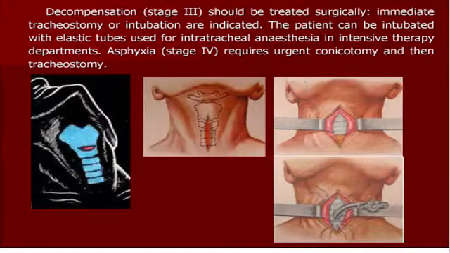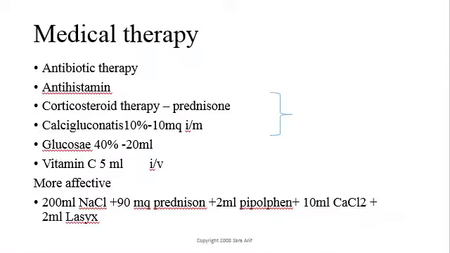The decompensation stage should be treated surgically. Immediate tracheostomy or intubation is indicated. The patient can be intubated with elastic tubes used for intratracheal anesthesia in intensive therapy departments. The asphyxia stage requires urgent conicotomy and then tracheotomy. The conservative treatment of stenosis, if it is related to infections, includes antibiotic therapy, antihistamine therapy, and corticosteroid therapy, and such cocktails with calcium, glucose, and vitamin C are also effective.